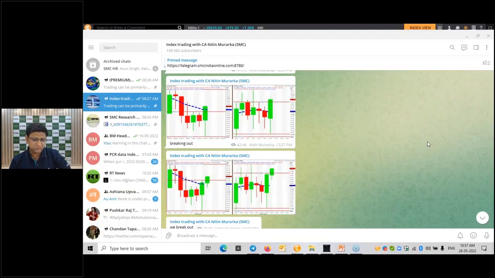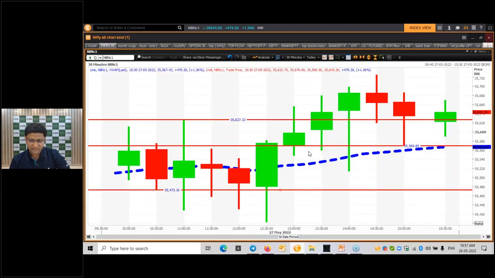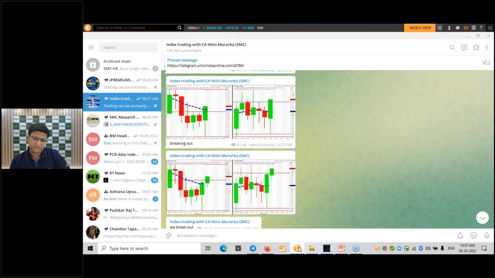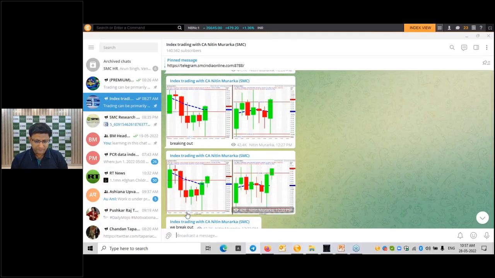and we highlighted to all the free members and paid members that this is the breakout happening. This is the breakout happening, and based on this you might have bought call options, or you can buy the call options, correct? So I think you must have got my point.